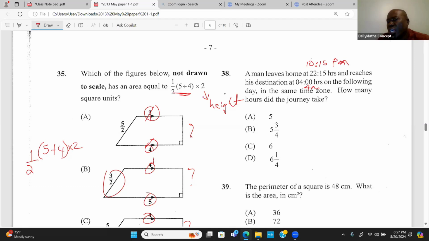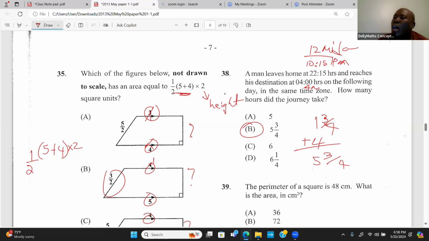Well, you can check it. You can say from 10:15 to 12 midnight, that's 1 hour and 3/4 of an hour, plus 4 more hours. So it's 5 hours and 3/4. Think about it. 10:15 to 12 midnight, that's 1 hour and 3/4 of an hour. And then you go from 12 now to 4, which is 4 more hours. So together it's 5 and 3/4.